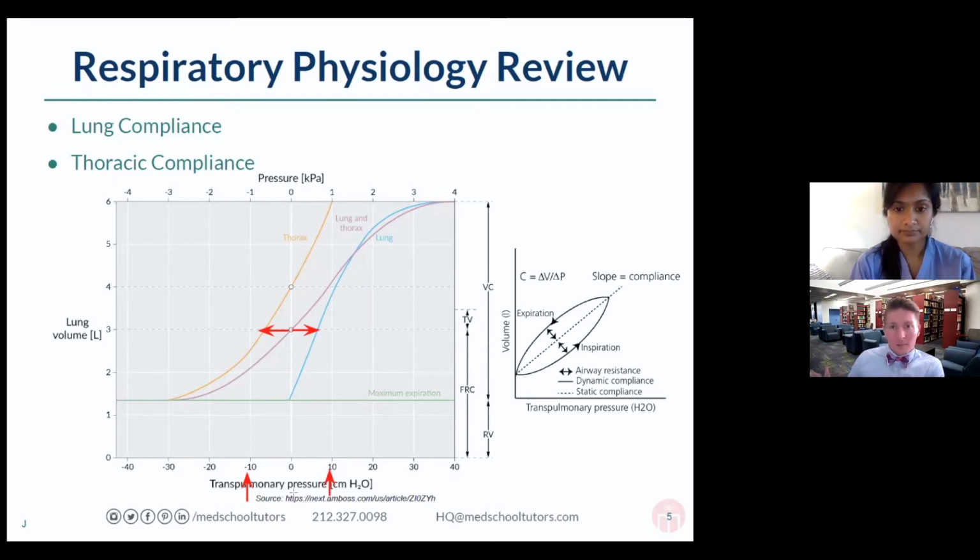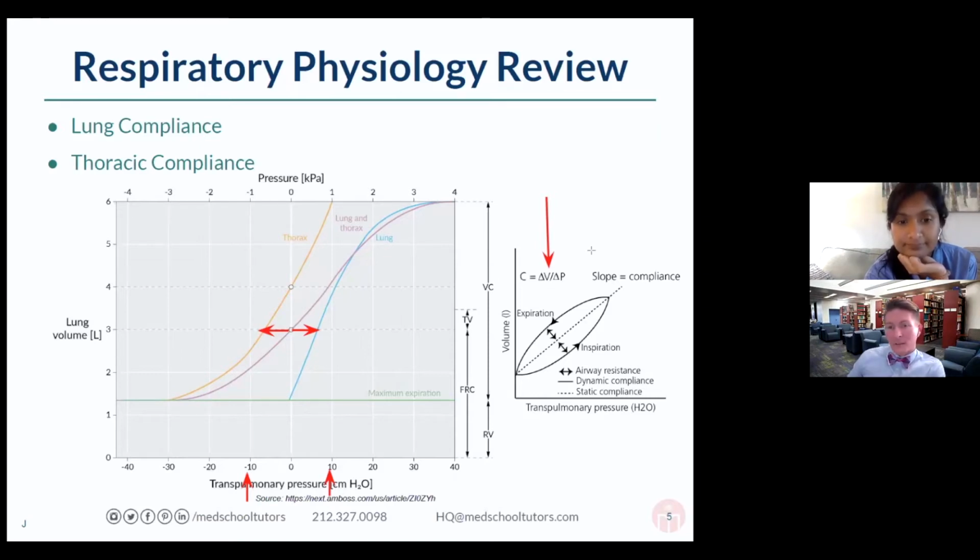Now, the final thing to mention here is the idea of compliance. Compliance is stretchiness, and the actual definition of compliance is the change in volume that you get for a given change in pressure. Now, in plain English, that means stretchiness. And so somebody who has greater compliance has COPD emphysema, stretchier lungs. And somebody who has restrictive lung disease like pulmonary fibrosis, not as much compliance, far less stretchy lungs, smaller lung volumes.